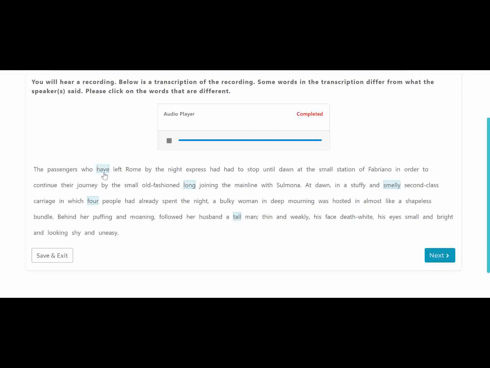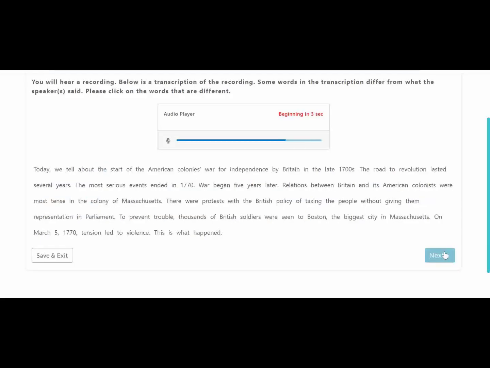So I think these are the incorrect words: have, long, smelly, for, and tall. We will check answers later.